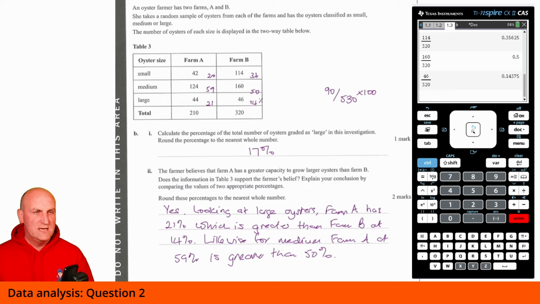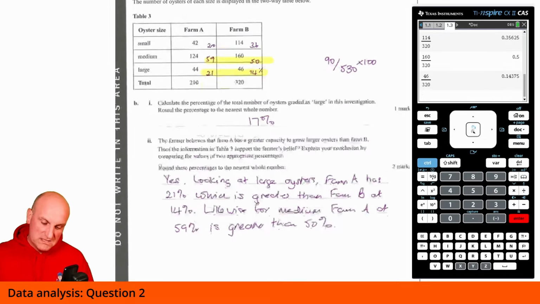Again, it's very interesting. It says rounding percentage to the nearest whole number, which I've already done. When it says explain your conclusion by comparing the values of two appropriate percentages, I don't know what it means. We'll just choose those two. If I've overdone it, theoretically VCAA won't mark it wrong unless I go wrong. So if there's more information than I need, so long as it's correct, I think VCAA are okay with that, but it's an interesting question.